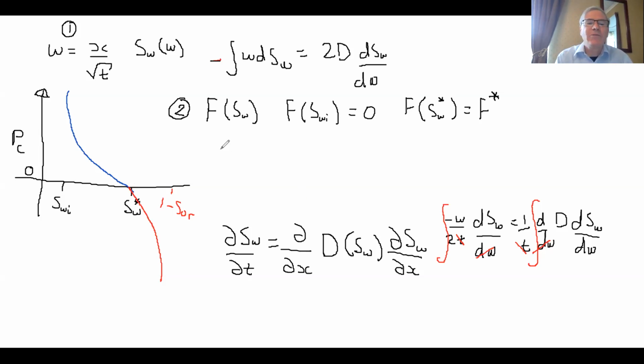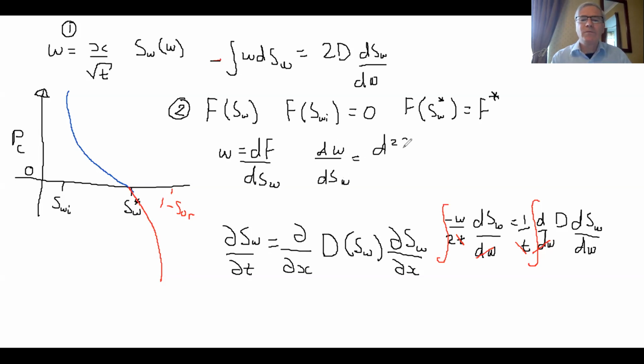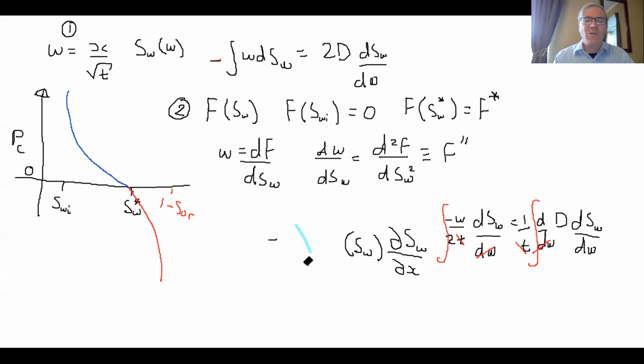And then the solution, as I said, sort of Buckley-Leverett-like, is omega is df by dsw. We're just assuming that. So what can we do? Well, we've got a partial differential equation here, so let's differentiate it. dw by dsw is d2f by dsw squared, which I can call f double prime. Let's see where that's got us. Actually, it's got us a long way, really very quickly.